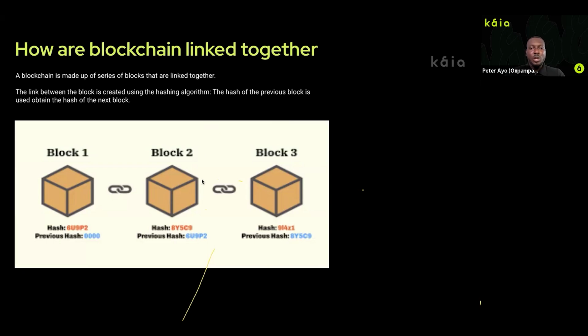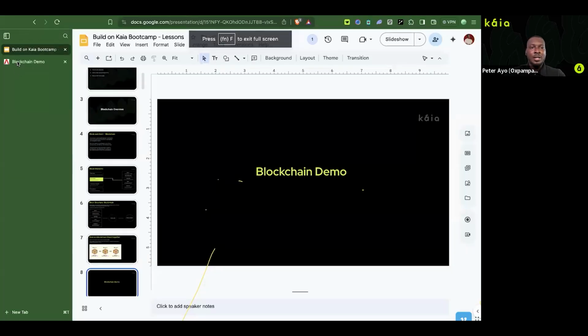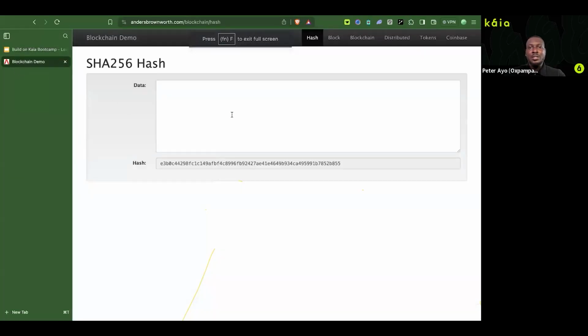Moving on, let's quickly take a look at the demo. Let's quickly take a look at the demo. I hope that everyone can see my screen.